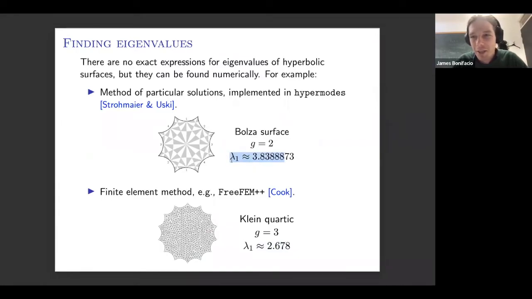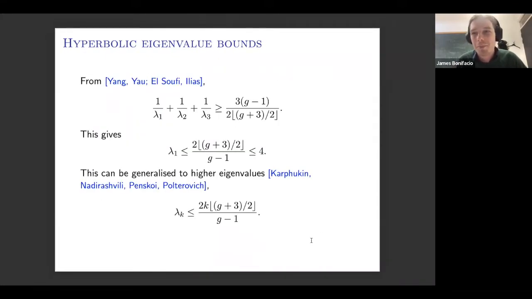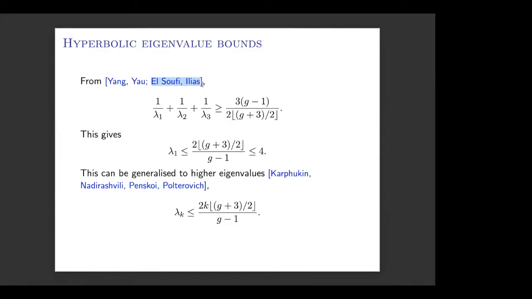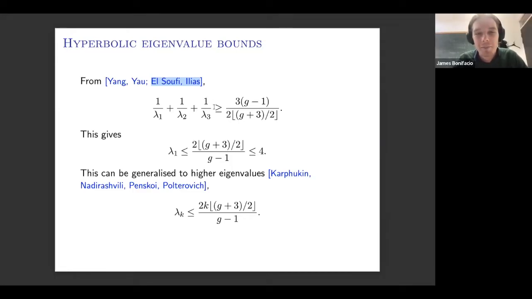Besides numerically finding eigenvalues, we also, of course, like to prove general bounds on eigenvalues. So the first bound that I'm going to mention is the famous one from 1980 by Yang and Yau, with this improvement pointed out by El Soufi and Ilias. And it tells you, in the strongest form that they prove in their paper, that for hyperbolic metrics, the sum of the inverse of the first 3 non-zero eigenvalues is bounded from below by this function of the genus G, where this is the floor function.